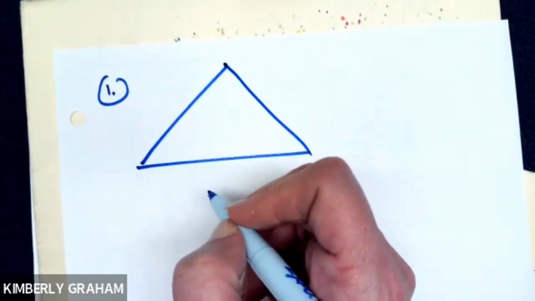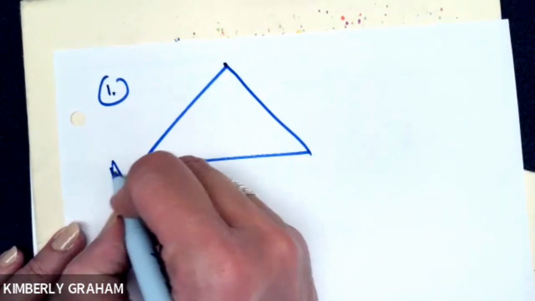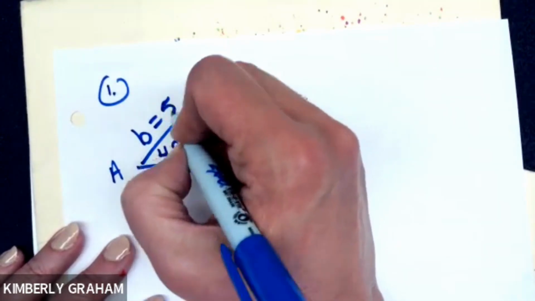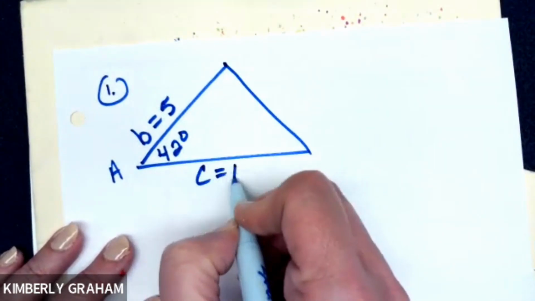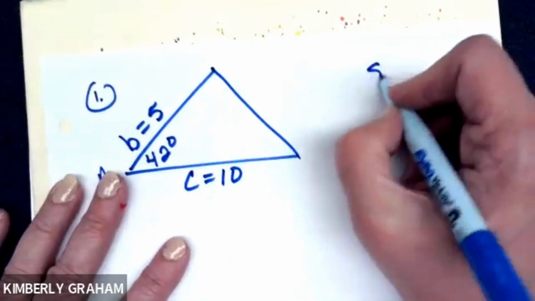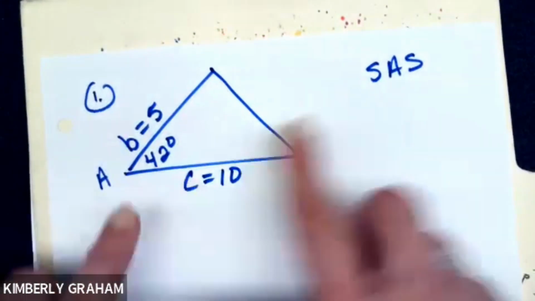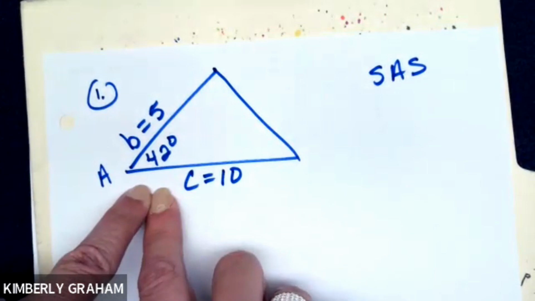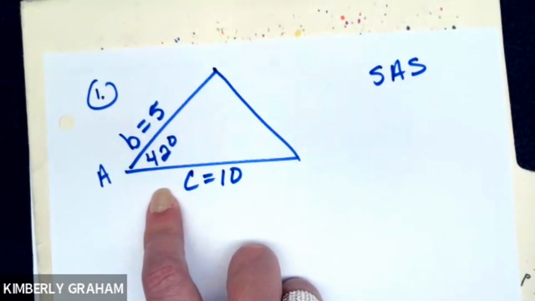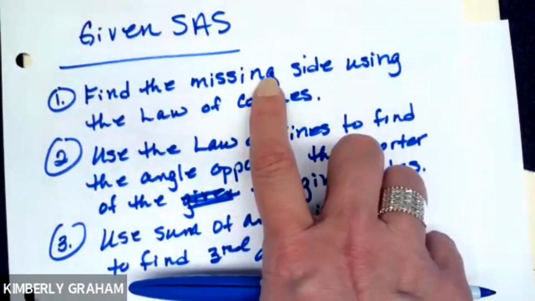I'm going to be given this angle A is 42 degrees, b is equal to 5, and c is equal to 10. All right, so I have side, angle, side, right? I have this angle that's in between these two sides. These two sides form that angle. So step one is to use the law of cosines to find the missing side.